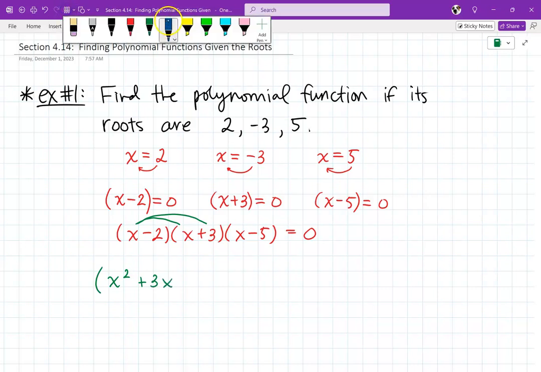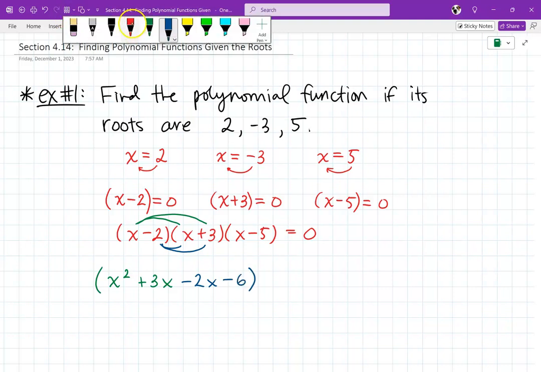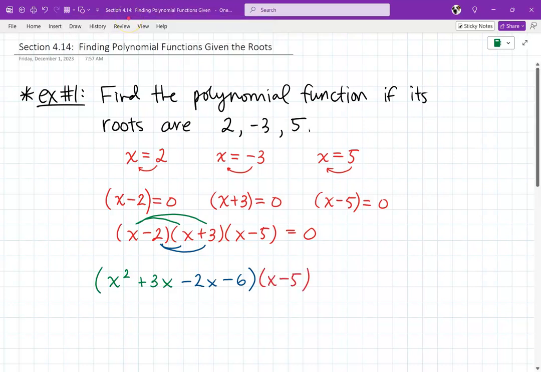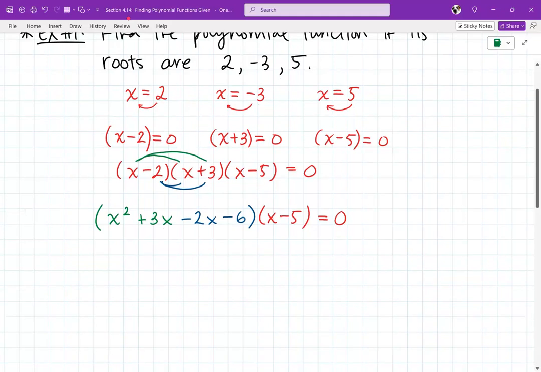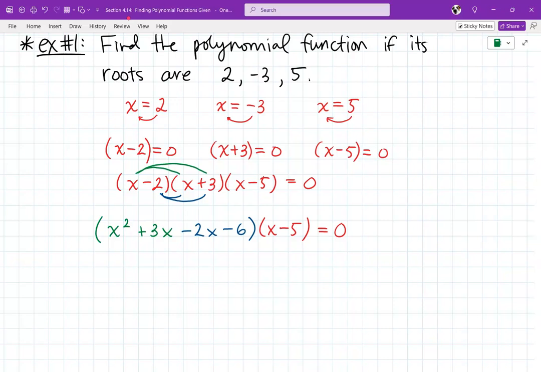And now let's do the other part of it. -2 times x is -2x. And -2 times 3 is -6. And then I still have this x minus 5 here. But it's okay. We're kind of moving there. Let's combine my like terms on the inside. A positive 3x minus a 2x, that's a positive x, so 1x. So here we go. I have x squared plus x minus 6 times x minus 5 equals 0.